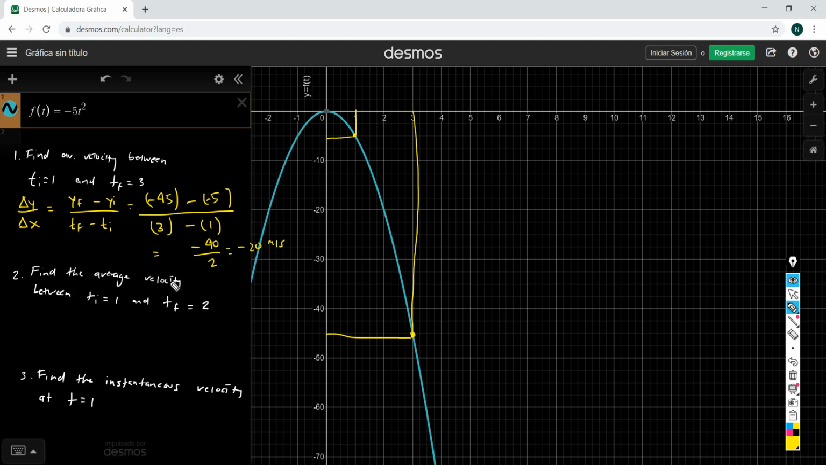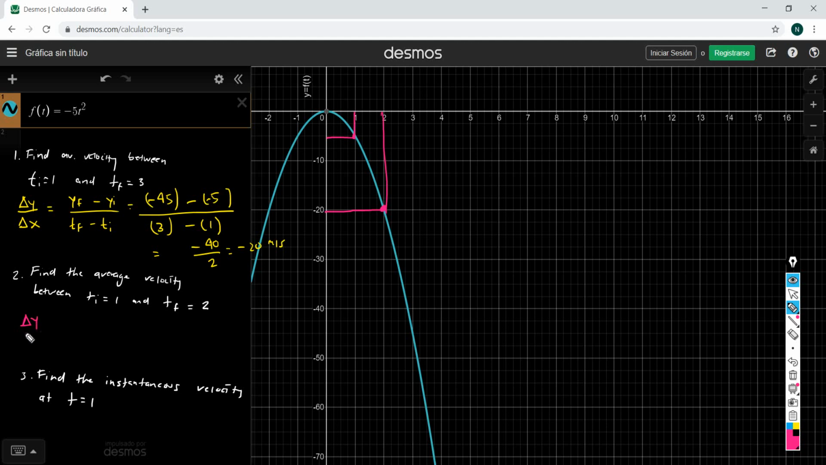Now let's do the same. Find the average velocity between this other interval, from an initial time of 1 and a final time of 2. So it's actually a smaller interval, right? Now it's not 2 seconds. It's now just 1 second. So let me erase these two lines. Now let me do this in red. So let's locate my points of interest. It's this one and this one. There you go. And let's calculate the average velocity of the particle in this interval only.